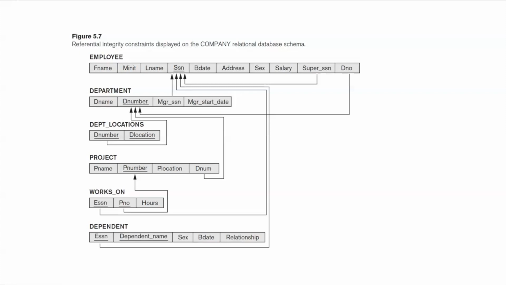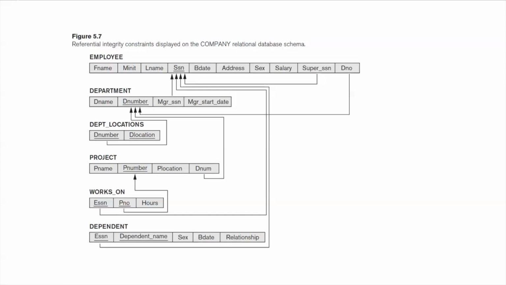Okay, but then there is a catch here. In this particular table, you can see we have Super SSN. Super SSN is also a foreign key, and it is referring to which table? The same table, employee. So now, how do I add Super SSN as a foreign key when I'm creating the employee table for the first time?